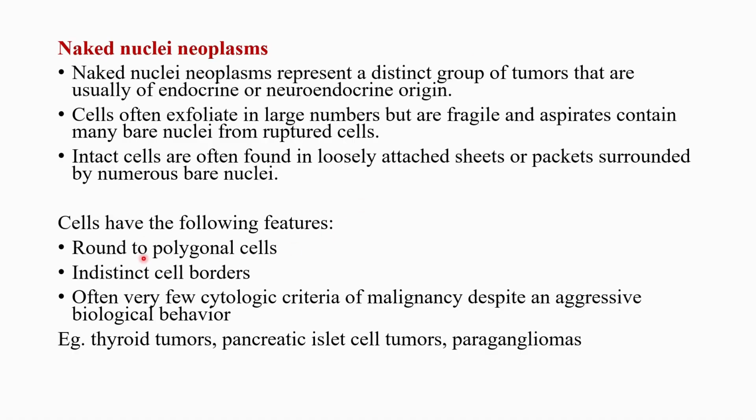The individual cells are typically round to polygonal with indistinct cell borders, and often very few cytological criteria of malignancy are seen despite an aggressive biological behavior. So we have to be very careful. Examples of these types of tumors include thyroid tumors, pancreatic islet cell tumors and paragangliomas. Recognizing the presence of numerous bare nuclei and fragile cells is key to identifying this group on cytology.